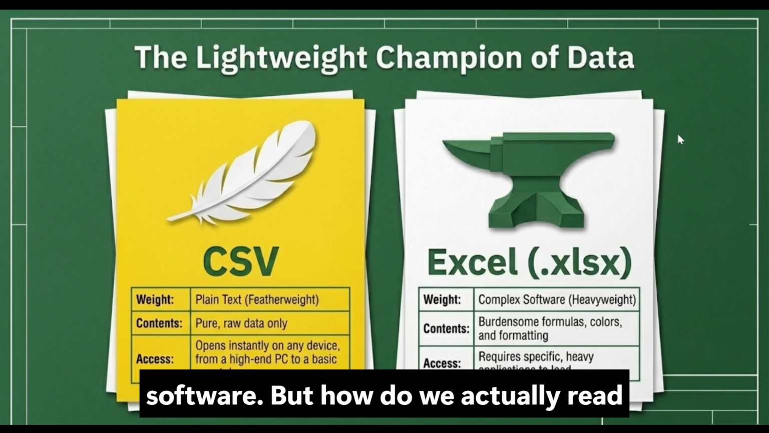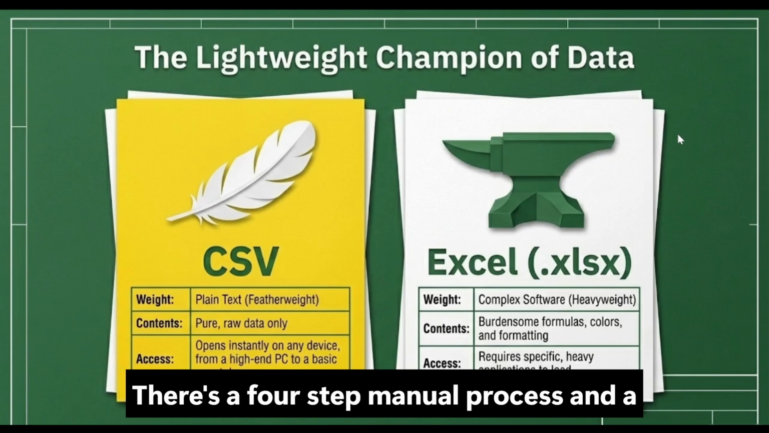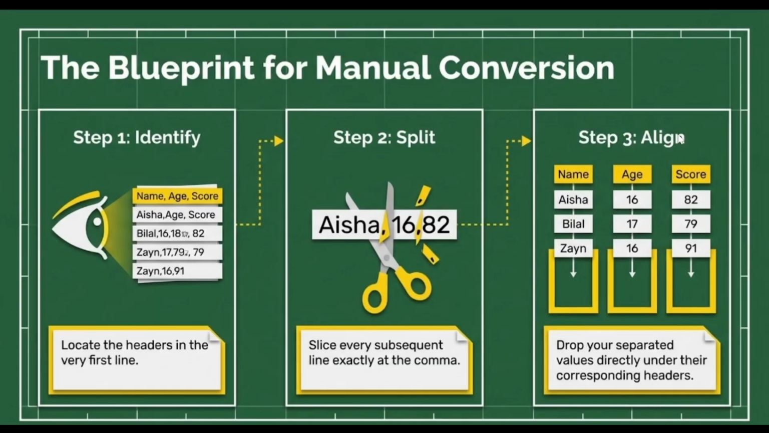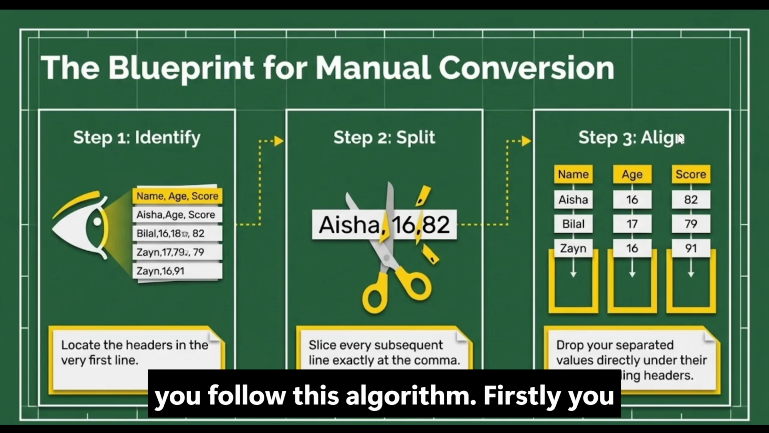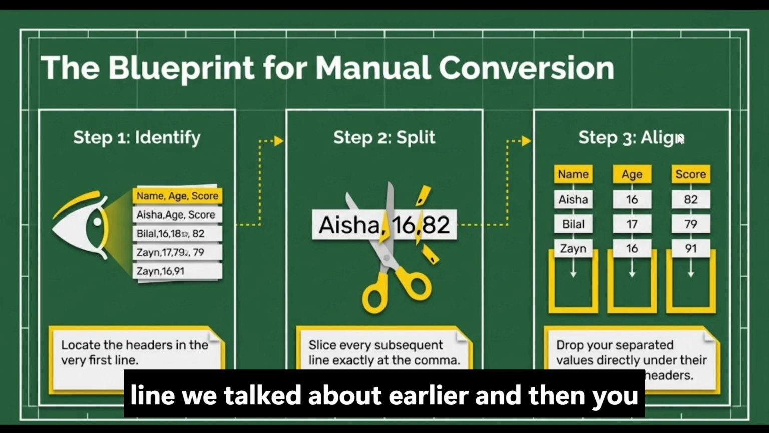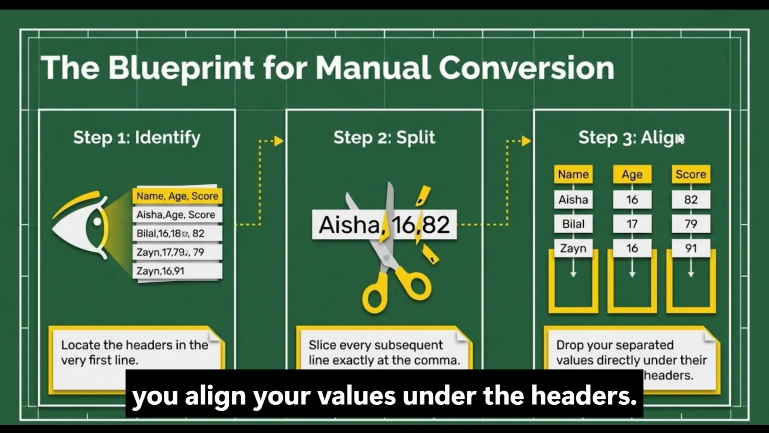But how do we actually read this mess without getting a headache? There's a four-step manual process and a one-click digital shortcut. To convert CSV to a table manually, you follow this algorithm. Firstly, you identify the headers, which is the first line we talked about earlier, and then you split every line at the comma, and then you align your values under the headers.